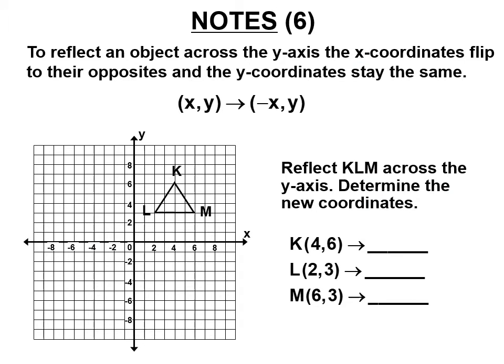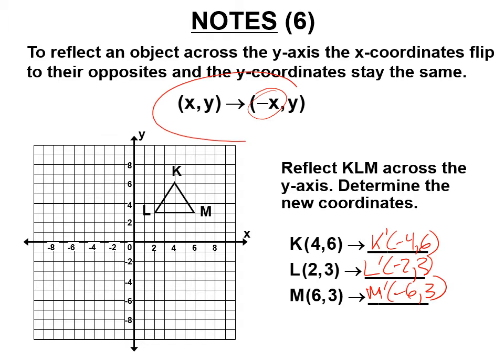All right, so now we're going across the y-axis and the x-coordinate becomes its opposite. So K' will be (-4, 6). L' will be (-2, 3). M' equals (-6, 3). Now this is easy to remember because you're doing the lesson right now, but you can always just figure out these patterns by doing one on a coordinate plane. When I reflect over y, the x-coordinate becomes the opposite. When I reflect over x, the y-coordinate becomes the opposite. You can figure it out by doing one drawing because the rule is the rule.